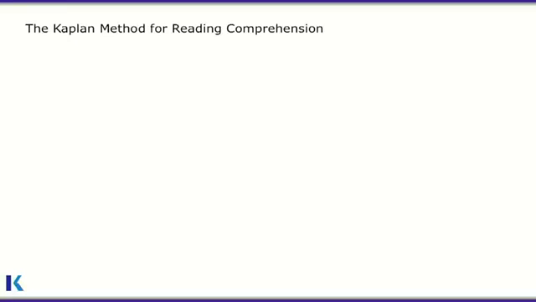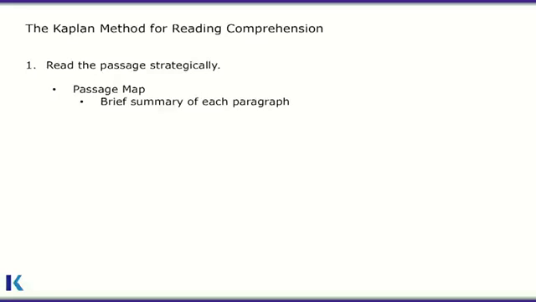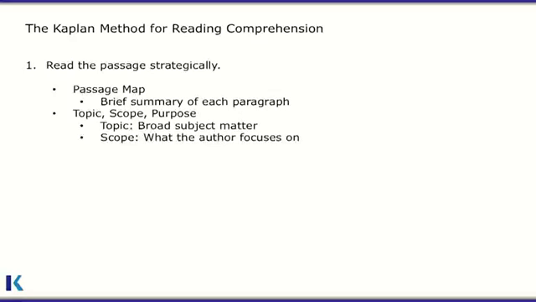The first step of the Kaplan method for reading comprehension is to read the passage strategically. Stay on the lookout for structural keywords and phrases, and use that to create a passage map, which is a brief summary of the passage, and then check the overall topic and scope of the passage, and also the primary purpose the author had in writing the passage. The topic is the broad subject matter, and the scope is what the author is most interested in regarding that topic. Lastly, the purpose is what the author seeks to accomplish in writing the passage, to describe or to argue or to explain about so-and-so scope.